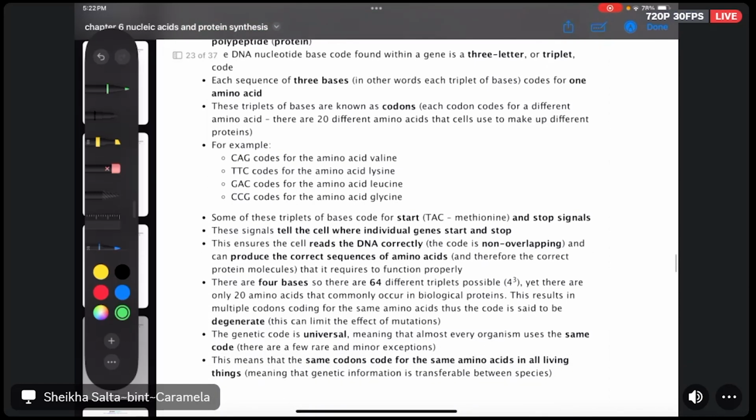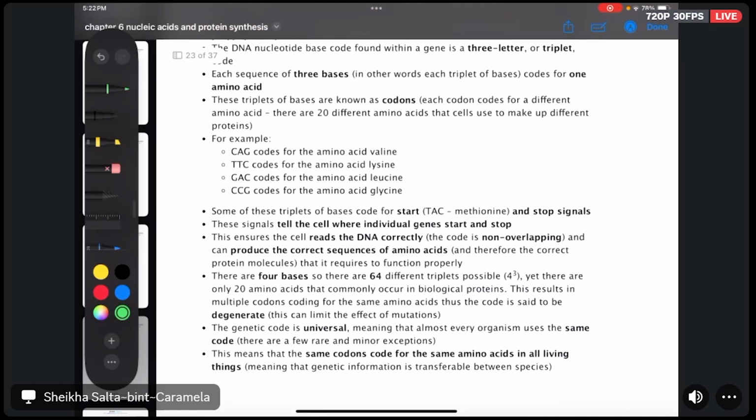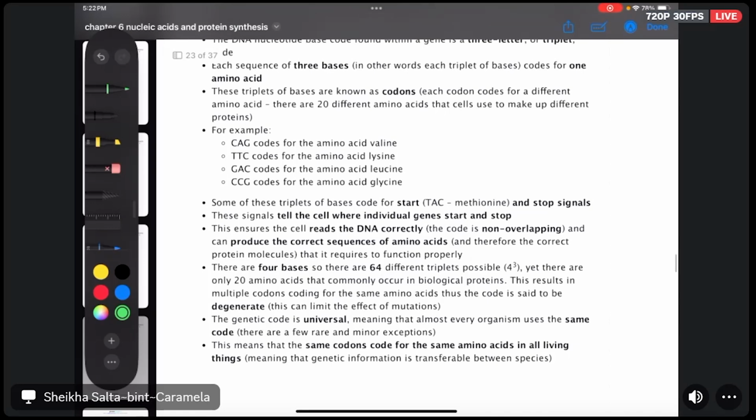But the thing is that the DNA code is degenerate. There are four bases, so there are 64 different possibilities of triplets forming, but we only have 20 amino acids available, which means that the DNA code is basically degenerate. So more than one triplet can code for the same amino acid as well. This is called the DNA code being degenerate.